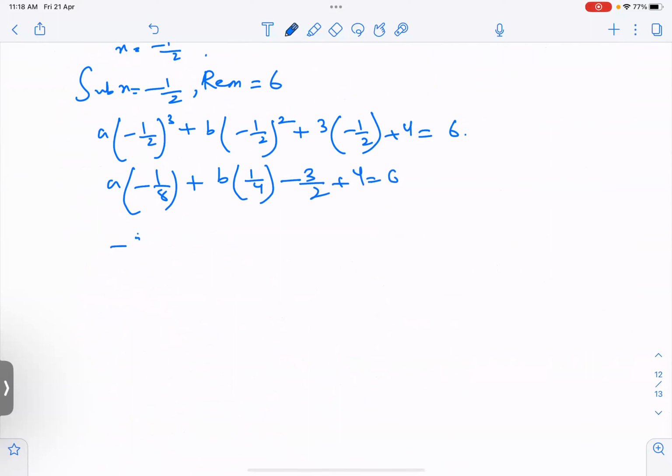This is minus 1 upon 8a plus 1 upon 4b. 4 minus 1.5 is 2.5, which is 5 upon 2, equals 6. Now what I'm doing is, I know that the LCM of these three is 8. So I'm going to multiply every single term on both sides by 8 so that I get rid of all the denominators altogether. Up till here, everything is clear?